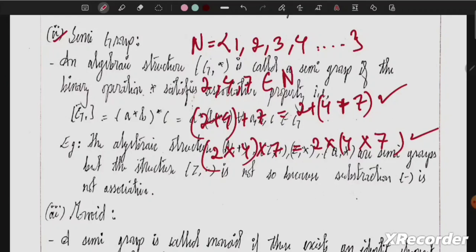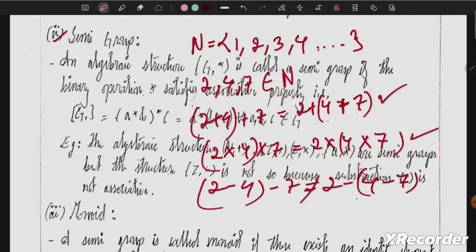Now let us see for the subtraction operation. (2 minus 4) minus 7 is not equal to 2 minus (4 minus 7). In this case, the left hand side and right hand side are not equal and it does not satisfy the associative property.